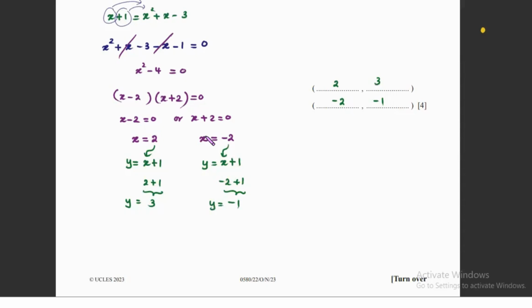So now I can write it in the form of coordinate points as written here, which are 2, 3, and negative 2, negative 1. So these will be the coordinates. These will be the coordinate points where the two graphs intersect. Let's move on to the next question that we have.